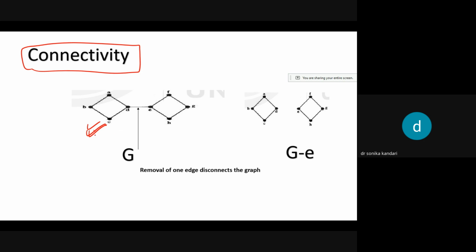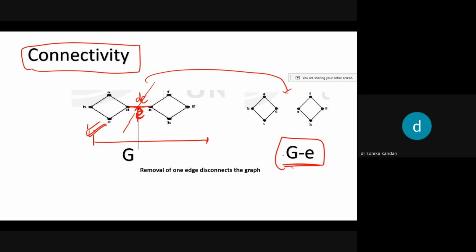See the example of this graph. In this graph, you are able to view an edge. And what is the name of this edge? DE. Fine. If you remove this edge DE, then the resulting graph is this. Suppose the name of this edge is e. So the resulting graph will be known as G minus e, where e means removal of edge DE.